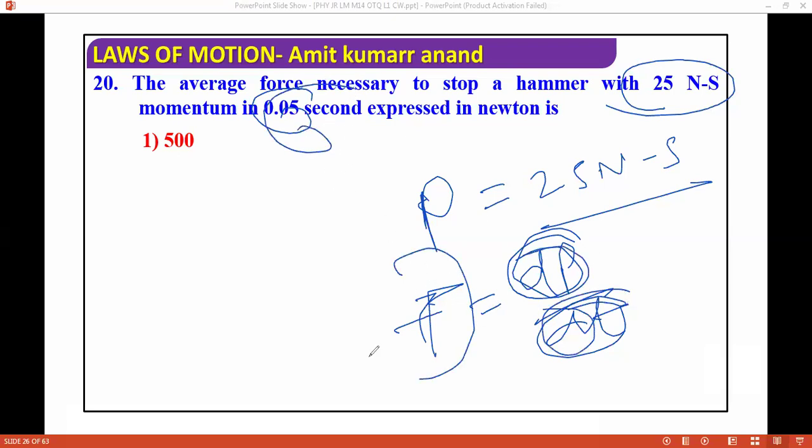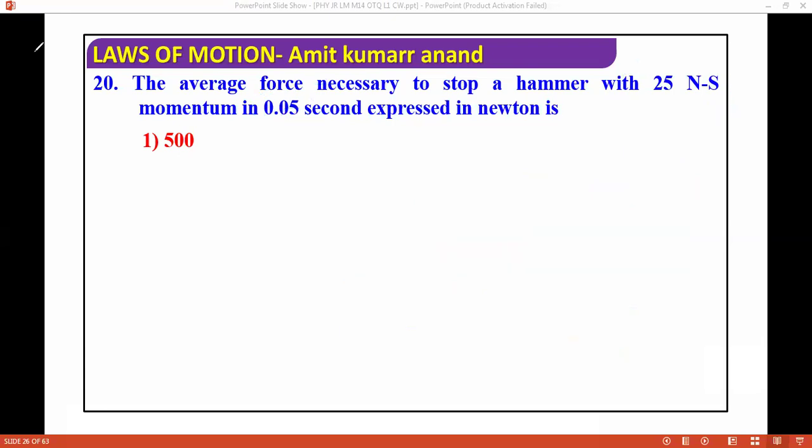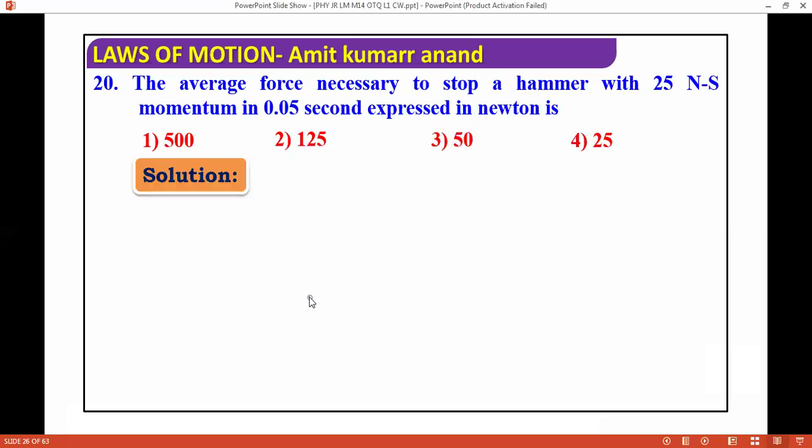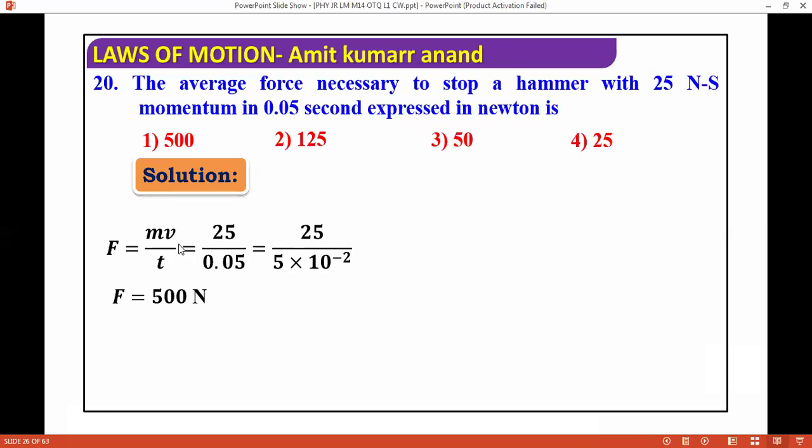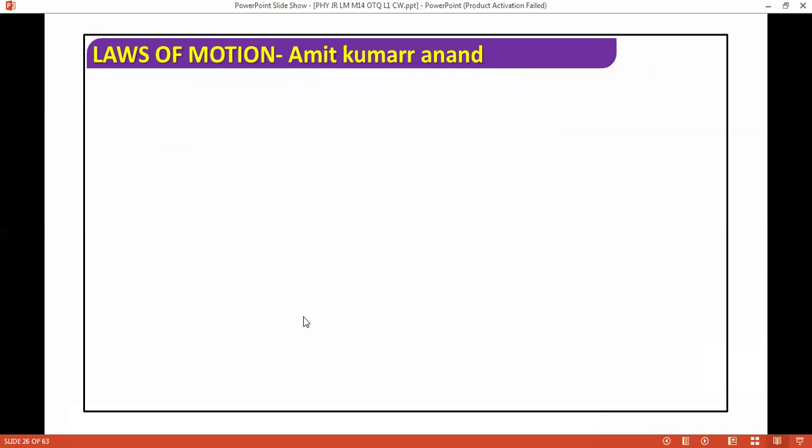So you can get the force from here directly. Yes or no? Tell everyone. So basically, you need to apply those. Force is the rate of change of momentum with respect to time. Force is what? Rate of change of momentum with respect to time. So MB is directly given in the question, 25. You will divide by time, and you will get force equal to this, 500. The answer will be 500. Now we are moving to the next question.